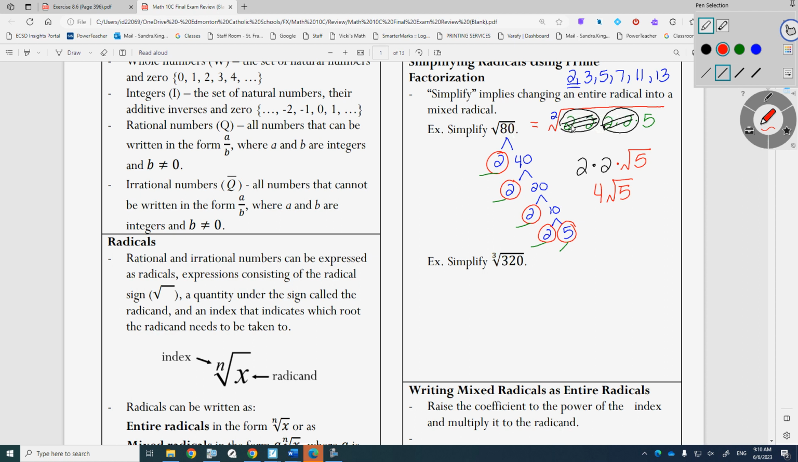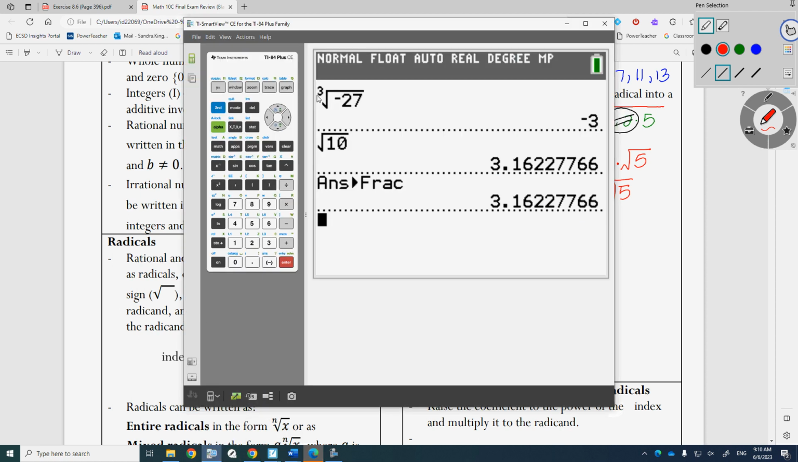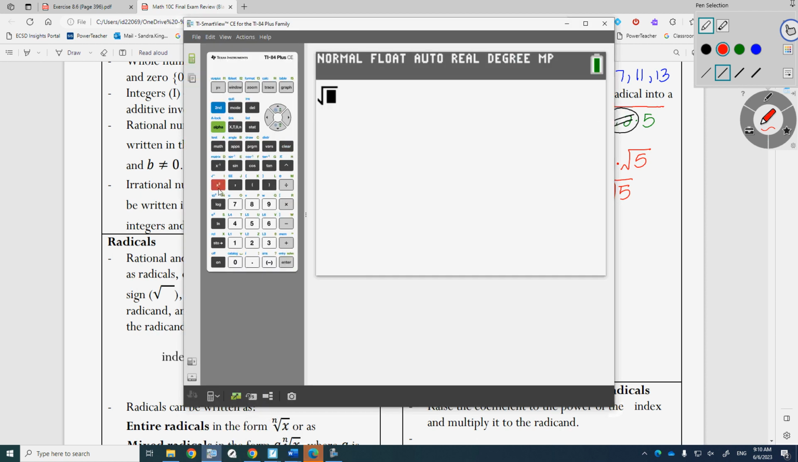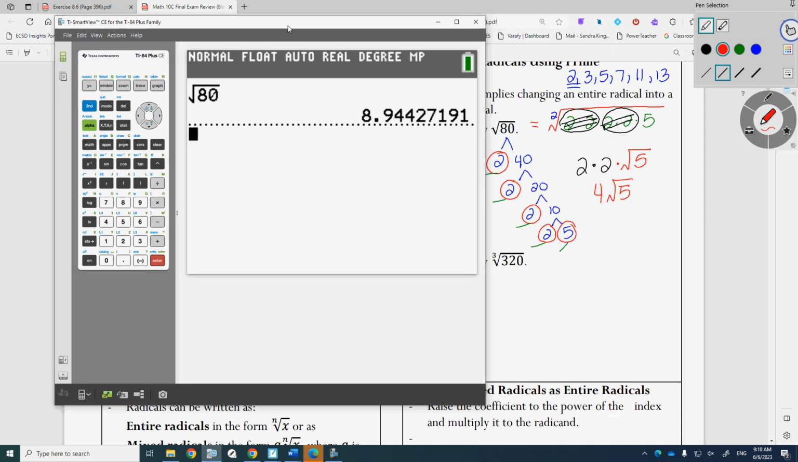What you would do is you would check on your calculator. This is a really easy question to check. So, how you would check that is you would type in the square root of 80 on your calculator. And you would type in 4 root 5. You'll get the exact same decimal.